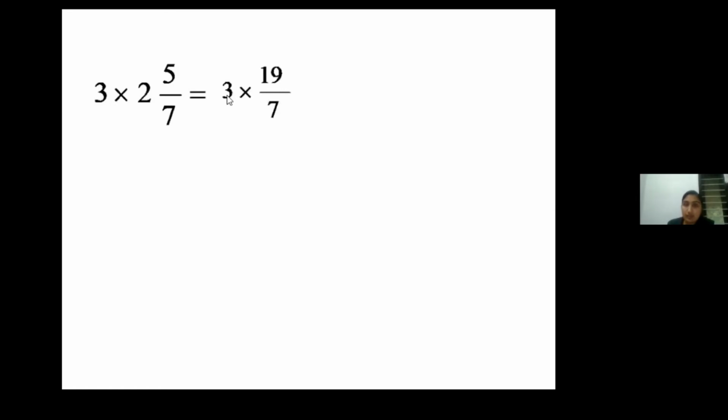This is the multiplication of a whole number with a fraction. So you have to multiply the whole number with the numerator of the given fraction. Here the numerator is 19. So we have to multiply 3 into 19. That is 3 into 19 by 7. 3 into 19 is 57. So you write 57, then rewrite the denominator 7. So the answer is 57 by 7. Is it clear?